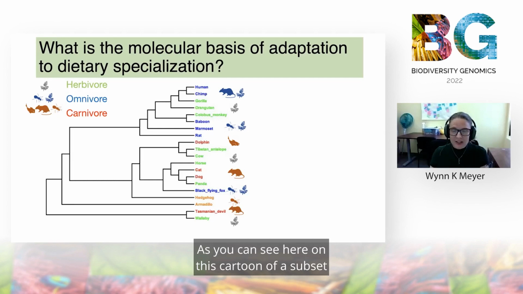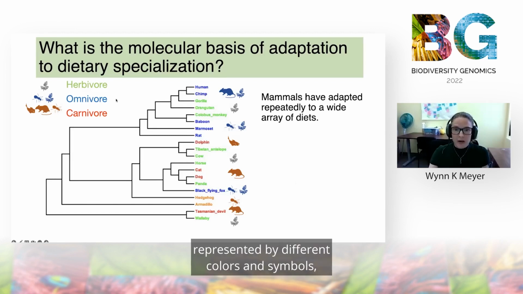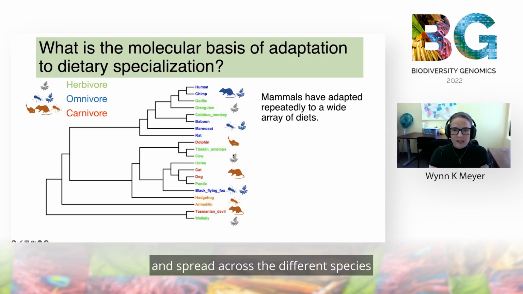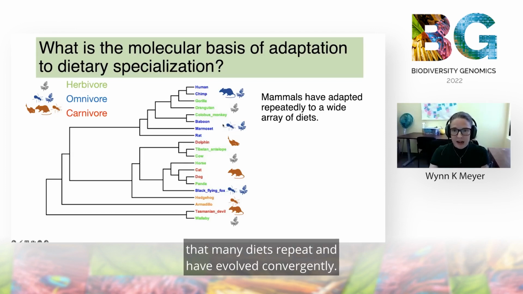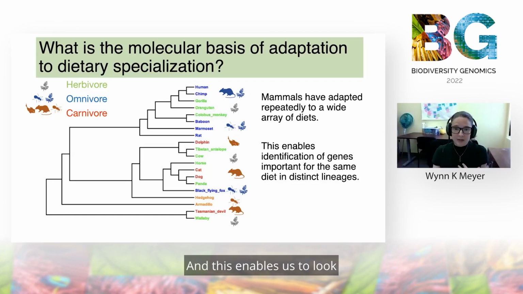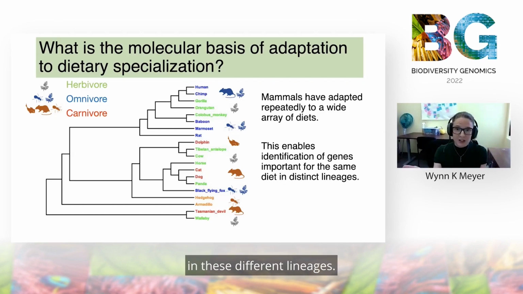As you can see here on this cartoon of a subset of the mammalian phylogenetic tree, mammals have adapted repeatedly to a wide array of different diets, with different diets on this cartoon represented by different colors and symbols and spread across the different species of the mammalian tree. So what you can see here is that many diets repeat and have evolved convergently. And this enables us to look at molecular evolutionary patterns across these distinct species to identify genes that are important for that same diet in these different lineages.